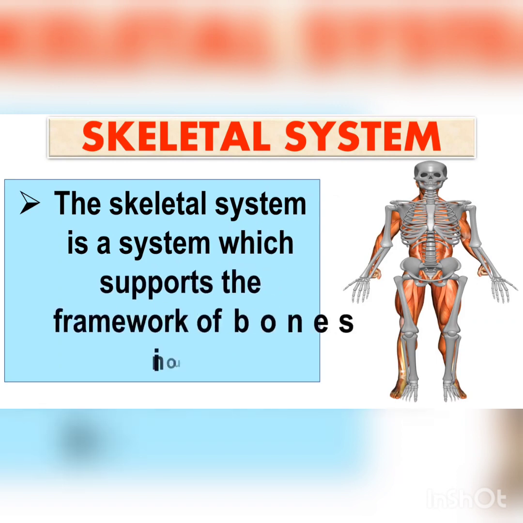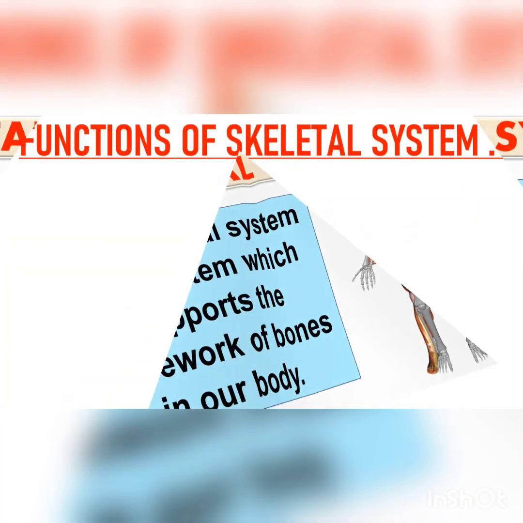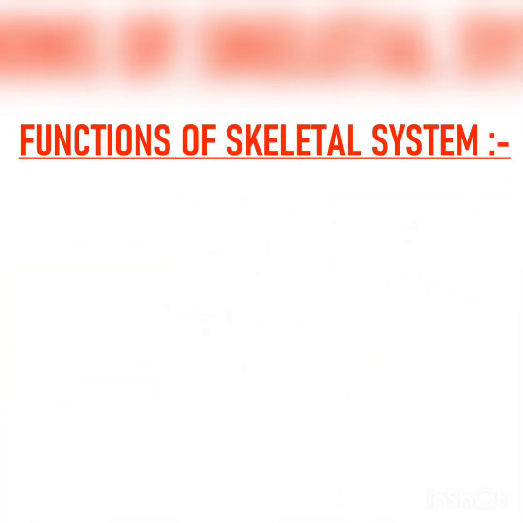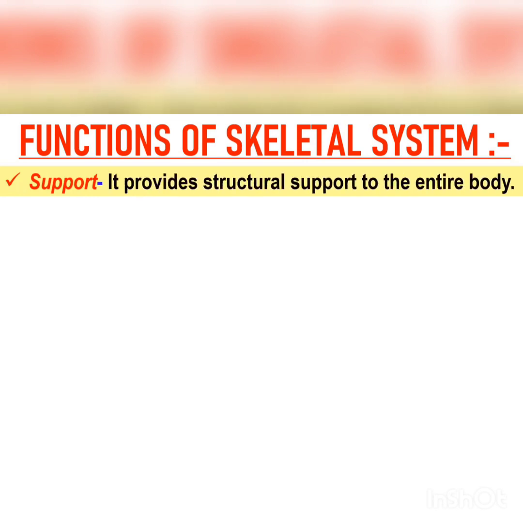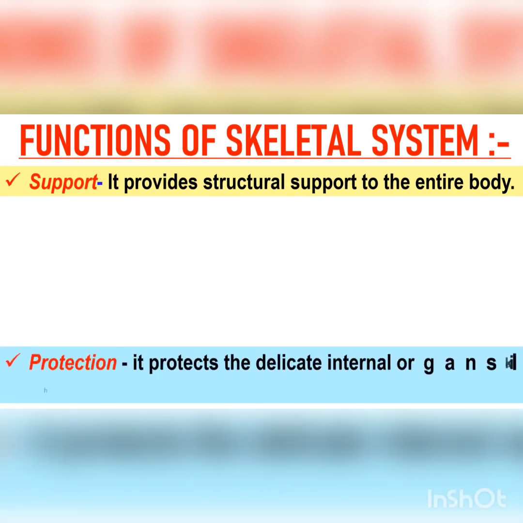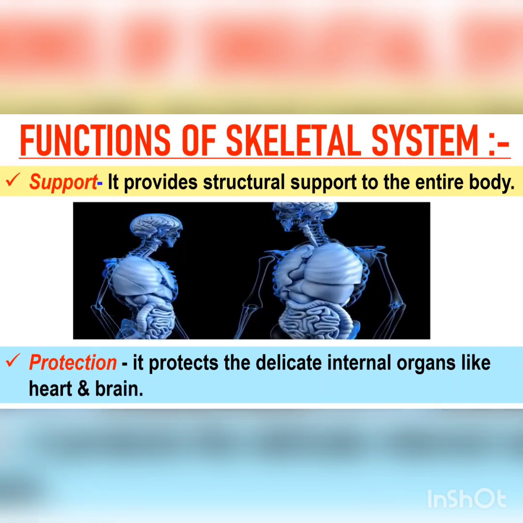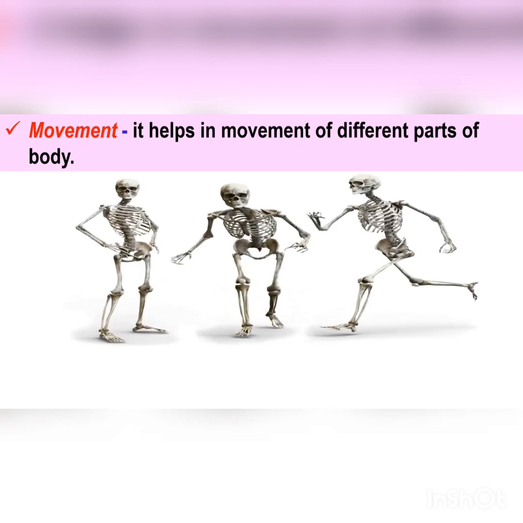Here you can see the skeletal system, which supports the framework of bones in our body. And its functions are, as you can see here, it provides structural support to the entire body. That's why we can stand straight, because we have a proper skeletal system. It protects organs like heart, brain, eyes, ears, all delicate organs. It helps in movement of different parts of body. That's why you can bend, you can twist, you can run.